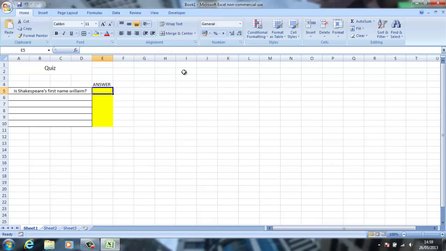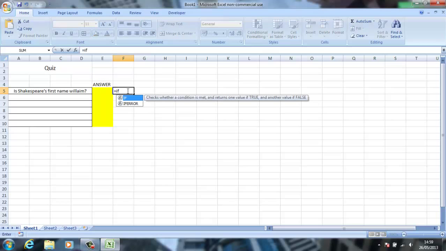And then what you want to do, obviously, because the answer is yes, is put in equals IF, bracket, E5, and then you put equals yes, like that. And then what you want to do is, if it equals yes, it will be correct, like that. Okay, and then this can be customized, so you don't have to put in try again or anything like that. So you can put incorrect or well done or anything like that.